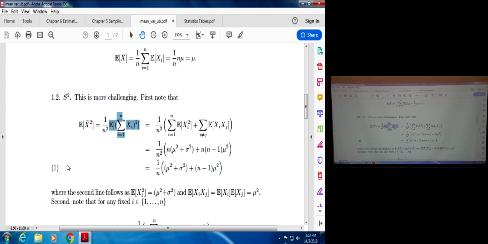What this double sum means is that I sum over all pairs i and j where i is not equal to j. For example, if n is 10, I sum from i equals 1 up to 10, and if i is equal to 1, then j goes from 2 to 10, and so on and so forth.